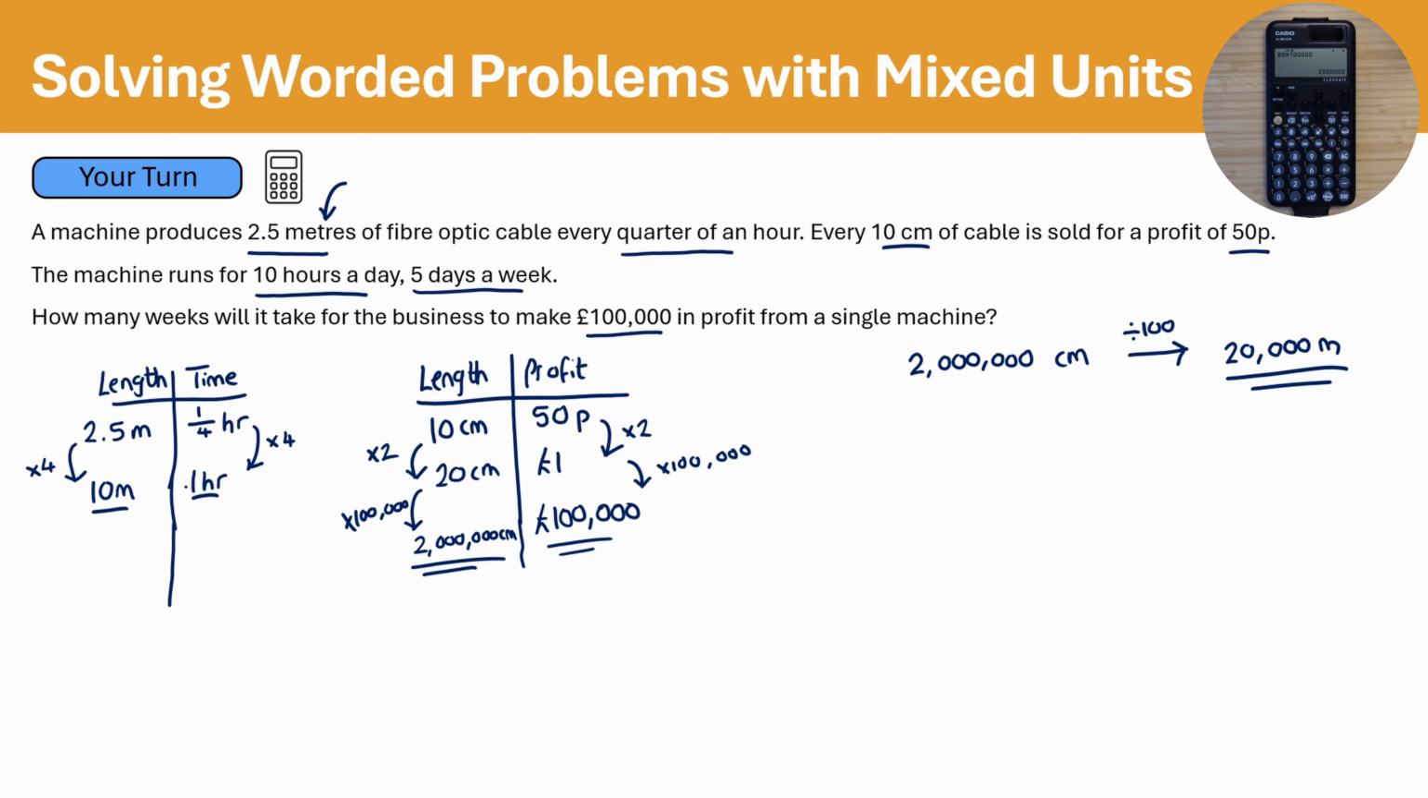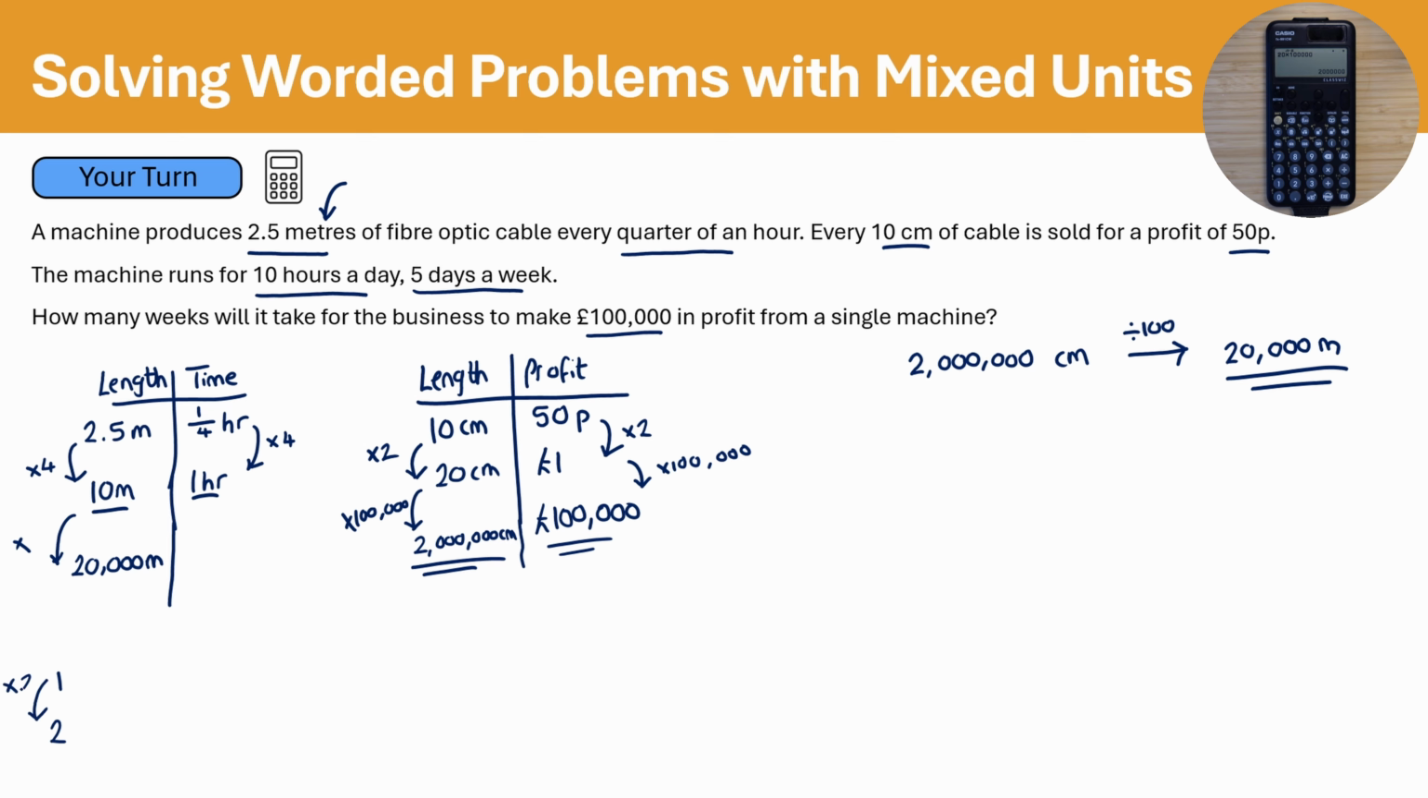What we then want to do is work out the time it would take to get 20,000 meters. Let's pop in our 20,000 meters. We know 10 meters is 1 hour. We need to work out how many hours it would take to make 20,000. And here we want to know, what would I multiply 10 by to get to 20,000? A quick way to remind yourself of how you work out this multiplier is imagine you had 1 and 2. What would you multiply by to go from 1 to 2?